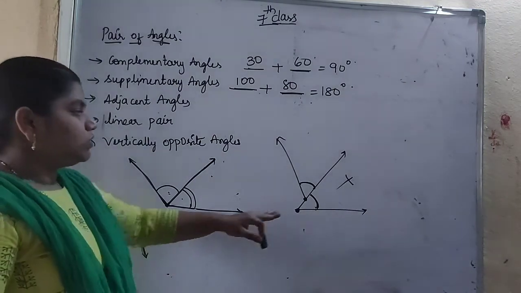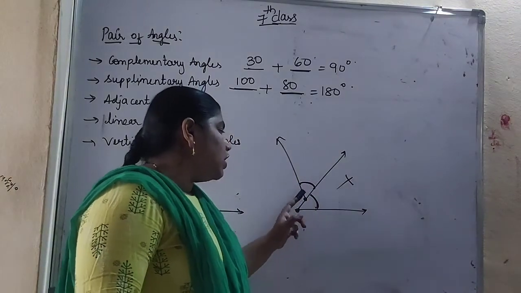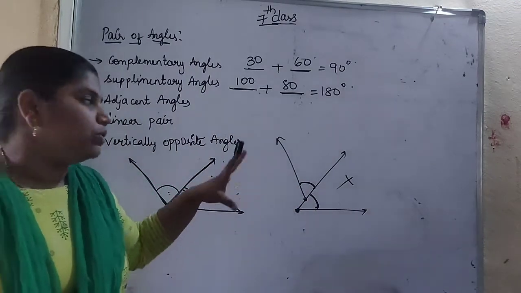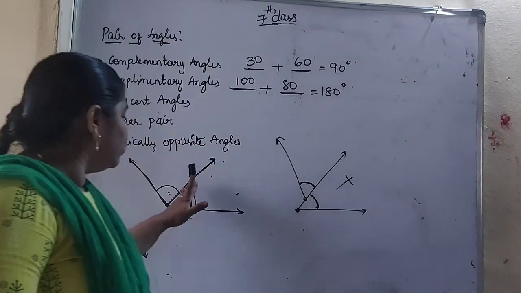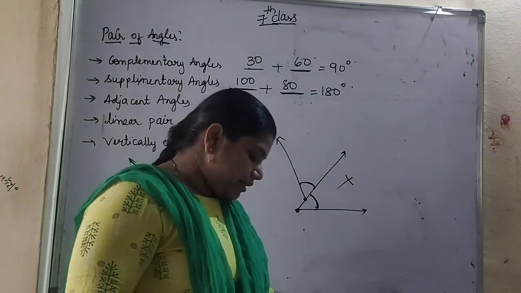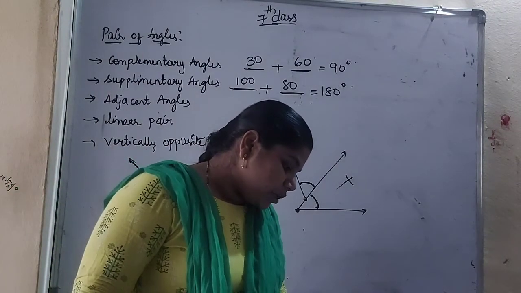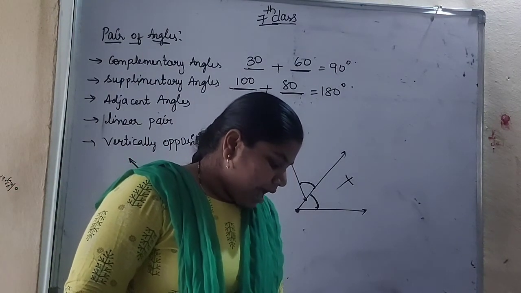So here this is not an adjacent angle because it is not having a common arm as well as not having a common vertex. So this is not an adjacent angle. So these we will call adjacent angles. So what do you mean by adjacent angles? The angles having a common arm and common vertex are called adjacent angles.